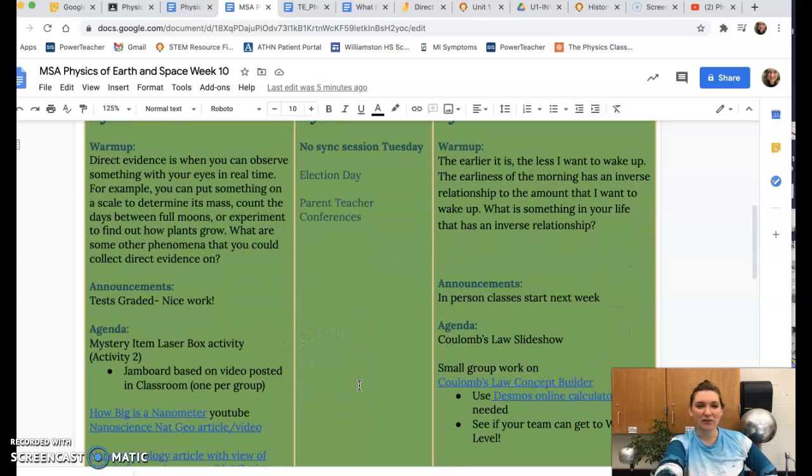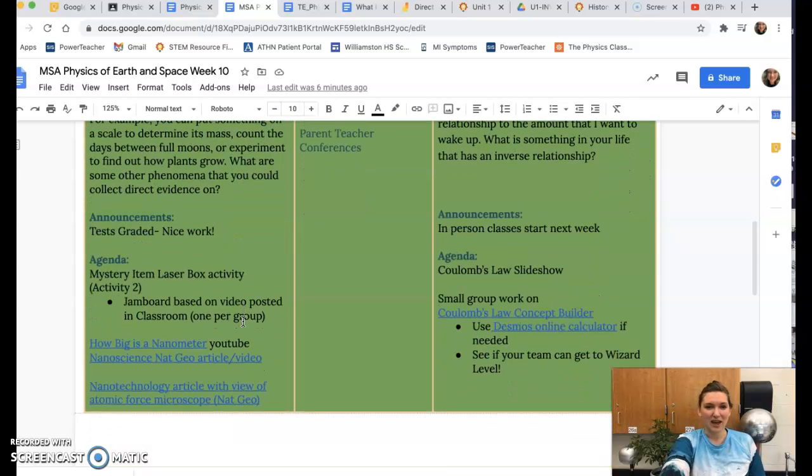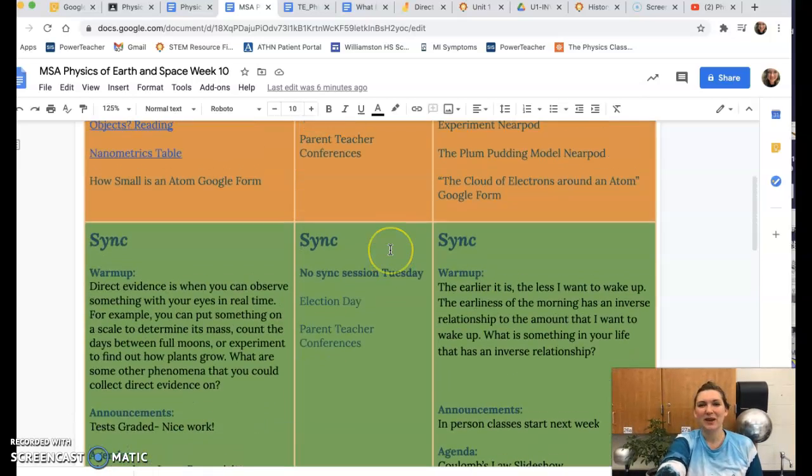So Monday afternoon, we're going to talk about direct evidence versus indirect evidence. We're going to do an activity where you are going to come up with some indirect evidence to figure out where and what an object is in this mystery box that we're going to show you. We're going to look at some things about nanoscience and nanotechnology, because that's the scale that atoms are at, and there's a lot of exciting stuff going on there.